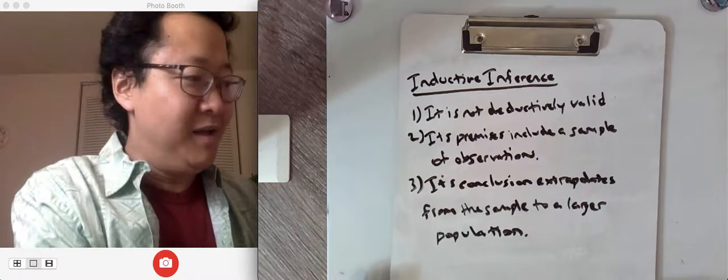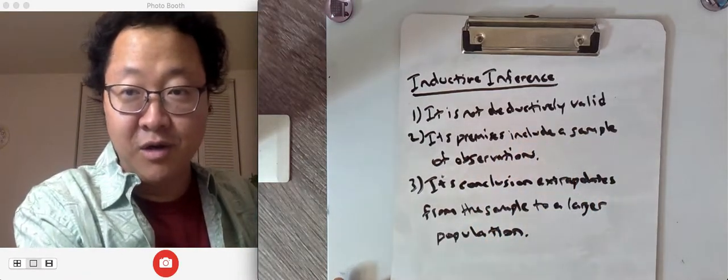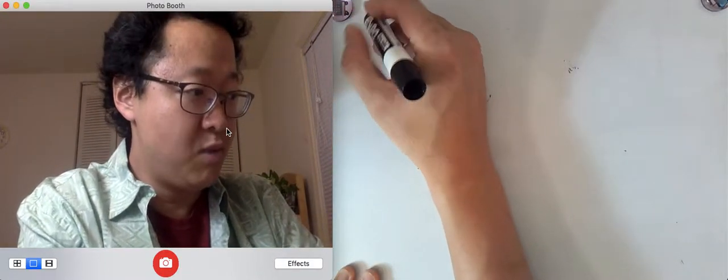Okay, so in the last video, we learned what inductive inferences were, and now we're going to be learning four argument forms, okay, to help you be able to assess inductive inferences. So in this video, we'll do the first one. So I'll just call this number 1.